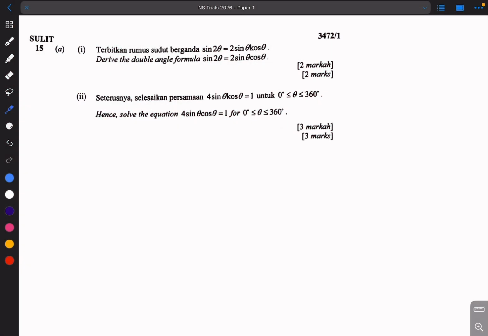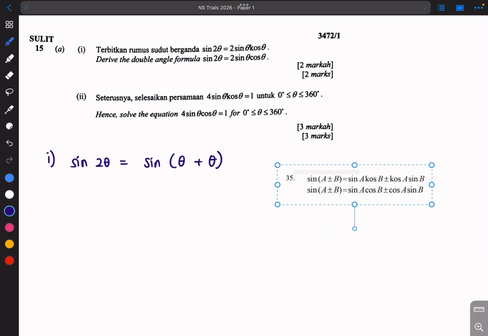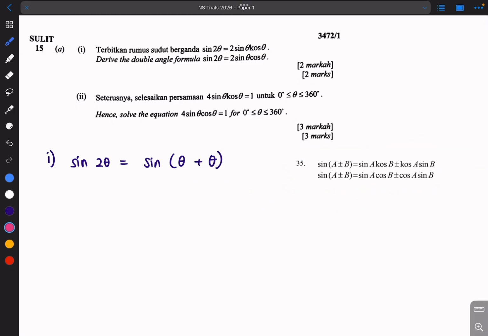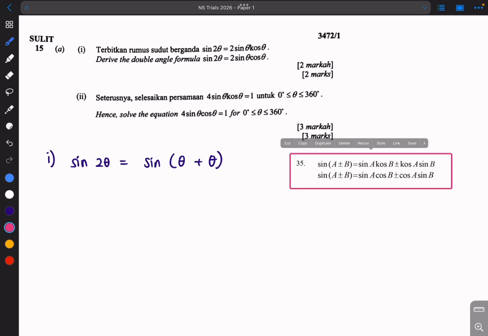Done. And last question, 15A1. Derive the double angle formula sine 2 theta equals 2 sine theta cos theta. Okay. So here what we can do is, we can say sine 2 theta is sine theta plus theta. Why we can do this is, then we can use the addition formula. This formula is given in the formula sheet. So here we have addition of sine. So we can use this formula to derive.